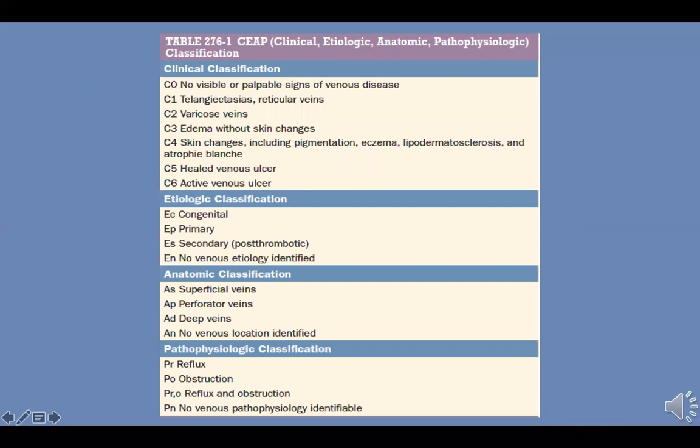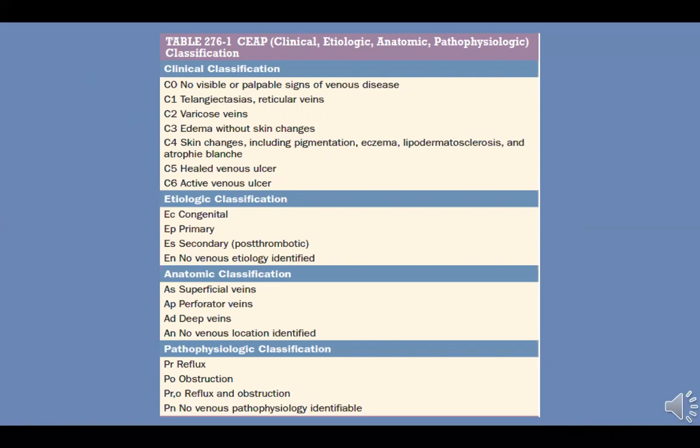This is the CEAP classification that will guide us in the diagnosis and treatment of venous insufficiency. C is a clinical classification wherein C0 is the most benign, when there are no visible or palpable signs of venous disease, and C6 is the most serious, when you can see active venous ulcers.